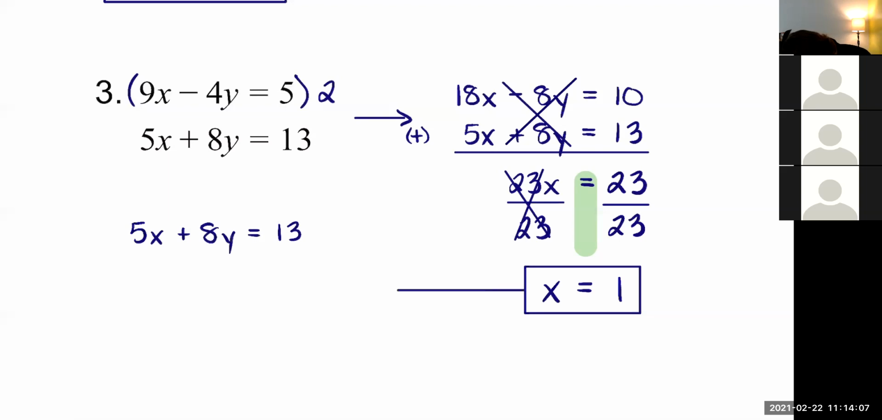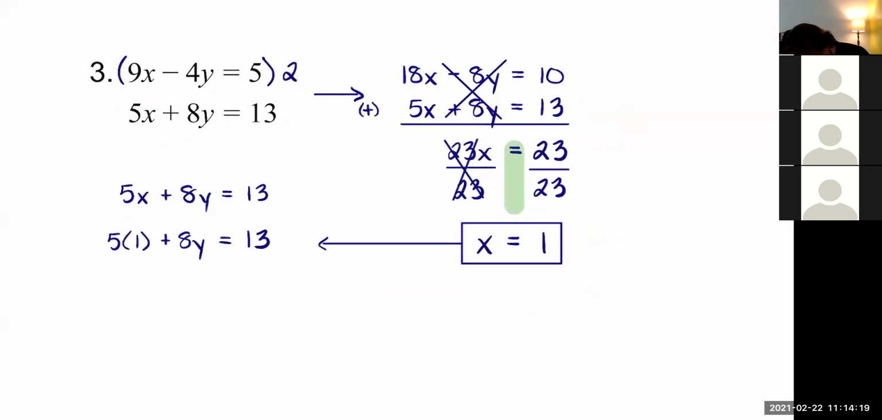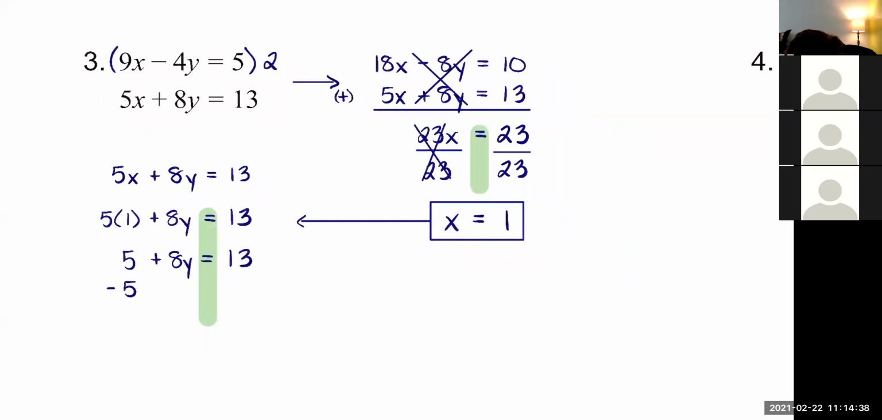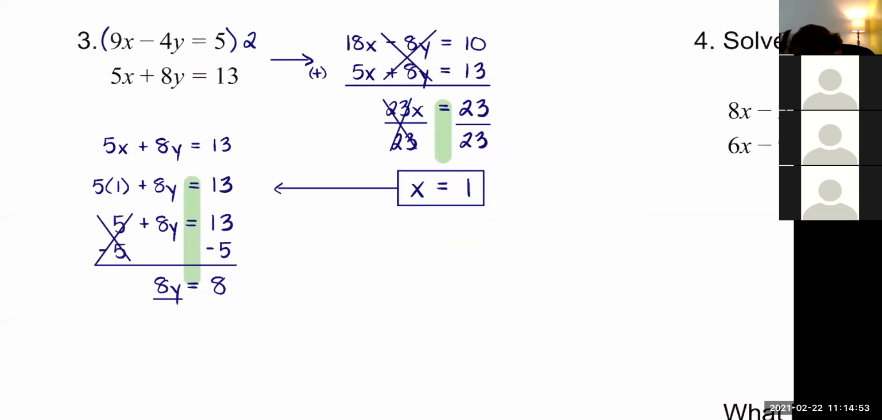But now that we know that x is going to be replaced with a 1, we can write that as 5 times 1 plus 8y equals 13. Going through and solving, the 5 times 1 is going to give us a 5 plus 8y equals 13. And then to get the y by itself, I'm going to subtract 5 from both sides. Gives me 8y is equal to 8. And then to finish it, I'm going to divide both sides by 8. And get y equals 1.